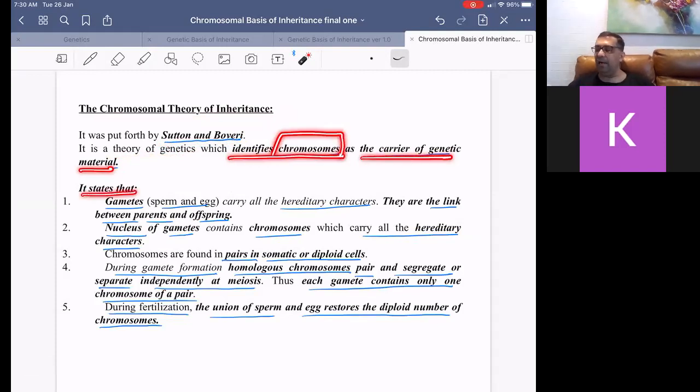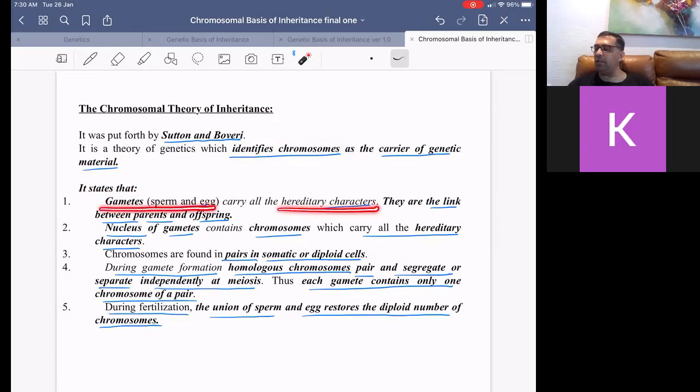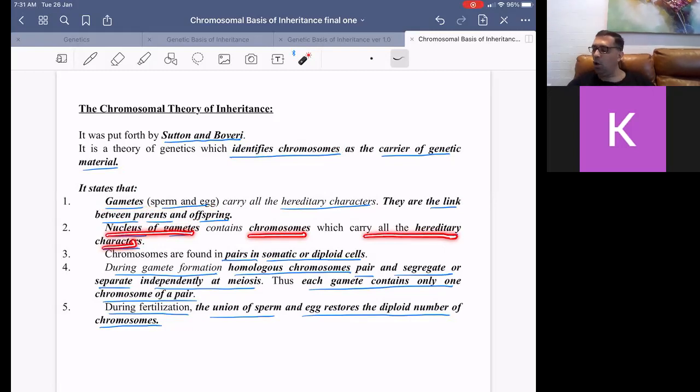It states that gametes, sperm and egg, carry all the hereditary characters. It is gametes which are the link between the parents and the offsprings. Gametes are the link between parents and offsprings. Nucleus of gametes contains chromosomes which carry all the hereditary characters. It is the nucleus of the gametes which have in them chromosomes carrying genetic information.